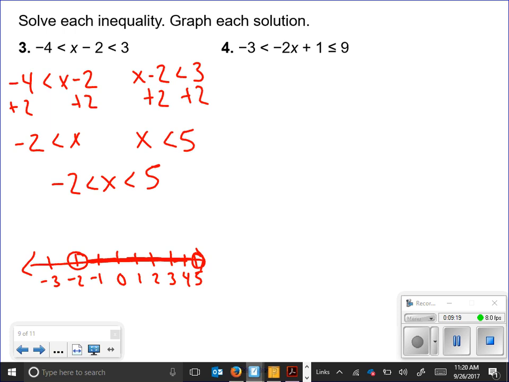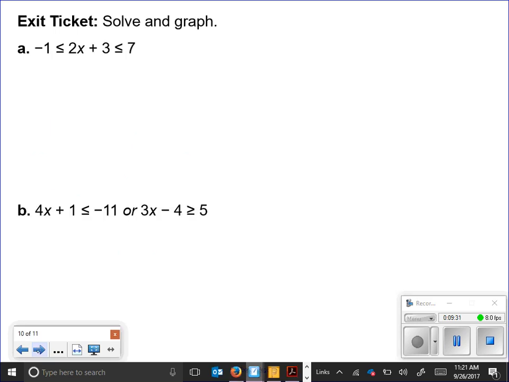So go ahead and try number 4 on your own. And I'd like to see that one once you're done with that one to make sure you kind of understand. So this is another and inequality. All right, last couple here. I'm going to do the or one at the bottom. You're going to do another and one. So you're going to do A, but I will do B with you. So make sure you have these all written down.